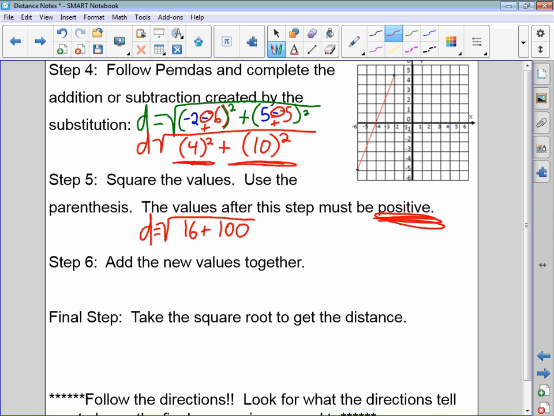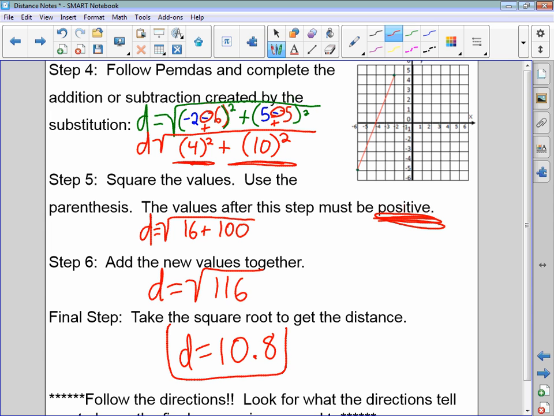So now we do 16 plus 100 gives us the distance equals 116. We will take the square root of that, and we get distance equals 10.77, so this rounds to 10.8. And what we can do is we can go back through and double check this the same way we did here. 1, 2, 3, 4.